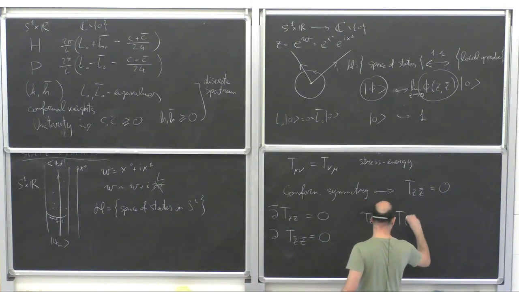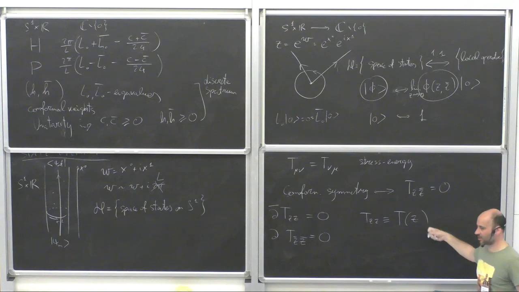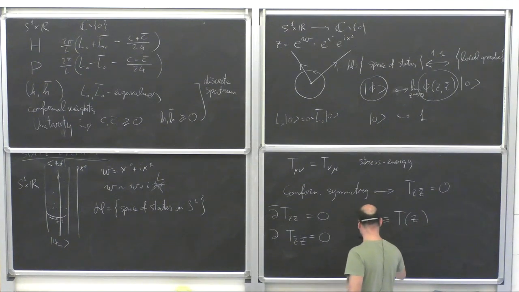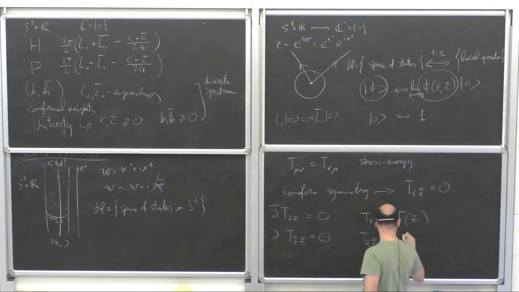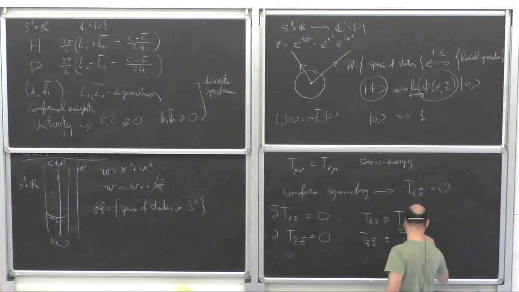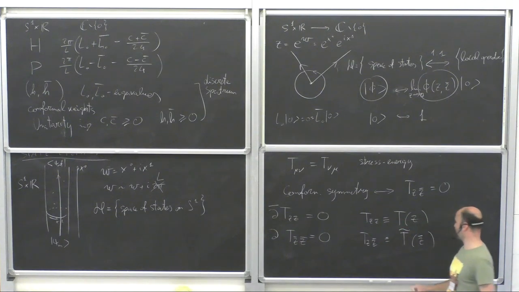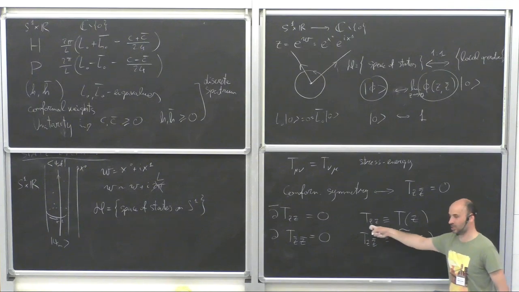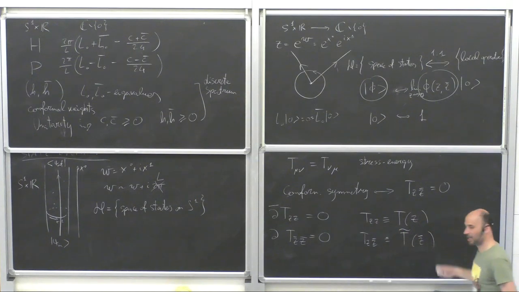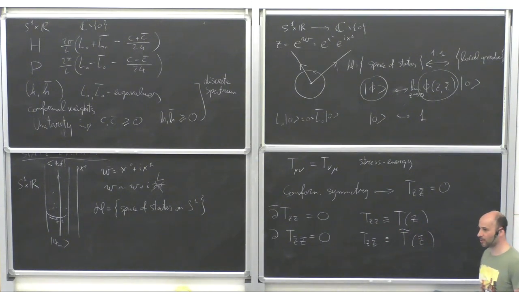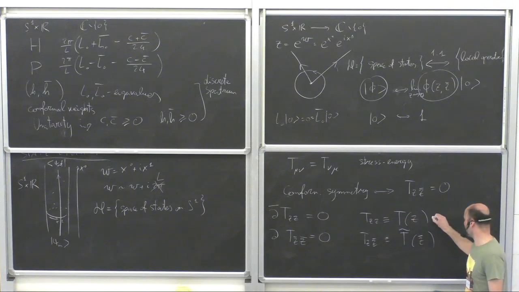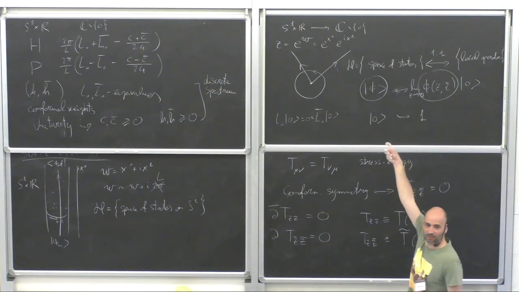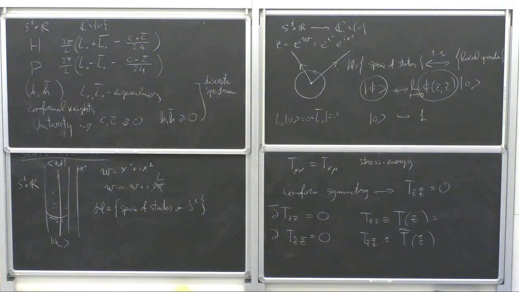So it's a function of only z, and the z-bar component is anti-holomorphic. So I denote it, let's say, T twiddle. This is a standard thing. When I write T of z, I mean the zz component of the stress tensor, and this is the z-bar component. Since it is holomorphic, you can do a Laurent expansion of this, especially if you are working on C minus the origin.